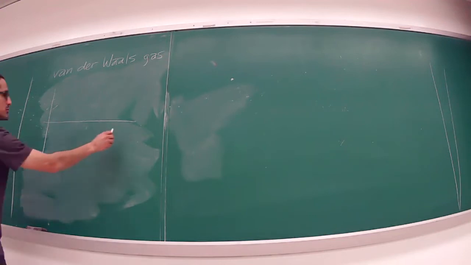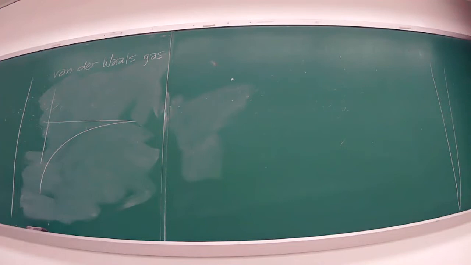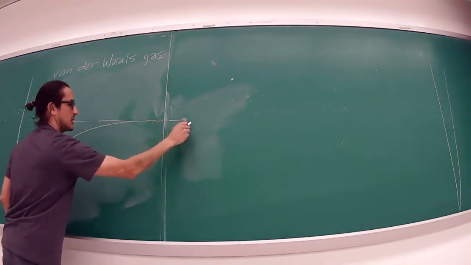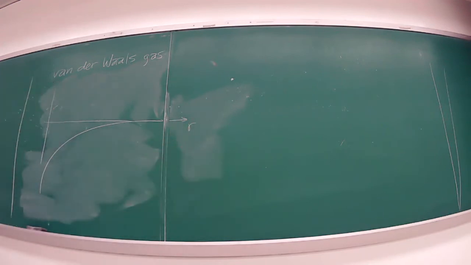Okay, so in order for particles to attract, you need an attractive potential. So maybe you will get something that looks like that. So this is, let's call it R. It's just the distance between particles, and this is, let's call it epsilon. Okay, so this is just some strength. Over here you have the positive, over here you have negative.